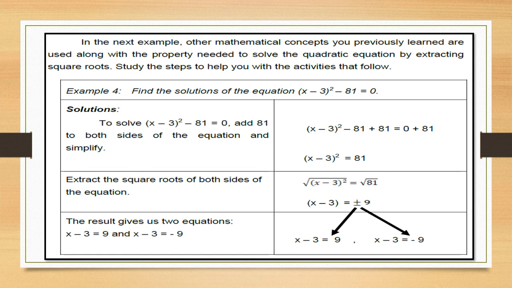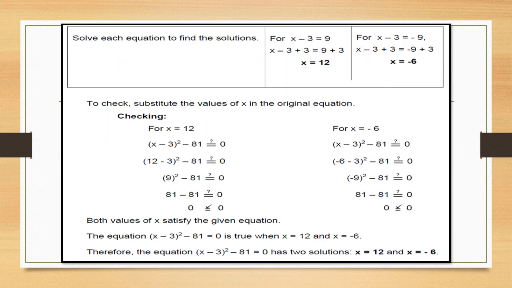To solve the equation, add 81 to both sides of the equation and simplify. So just take a look on your right side screen. Then extract the square roots of both sides of the equation. We extracted it, and the result gives us two equations: x minus 3 is equal to 9 and x minus 3 is equal to negative 9.